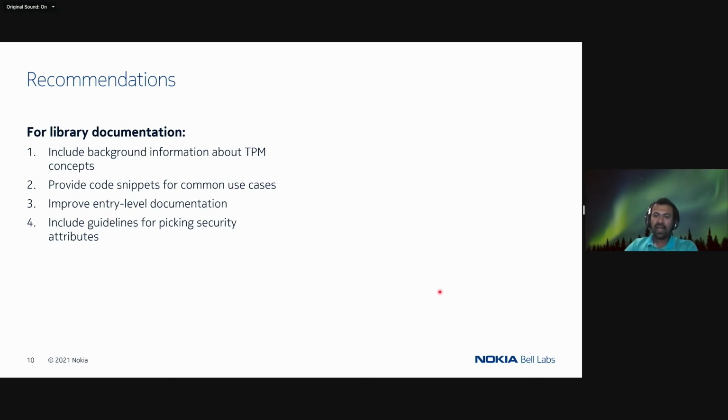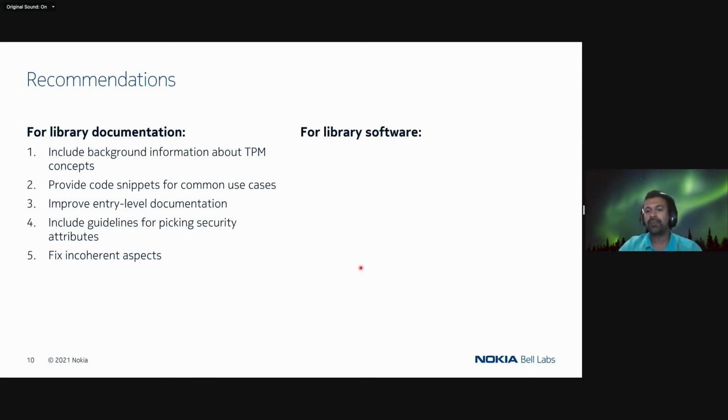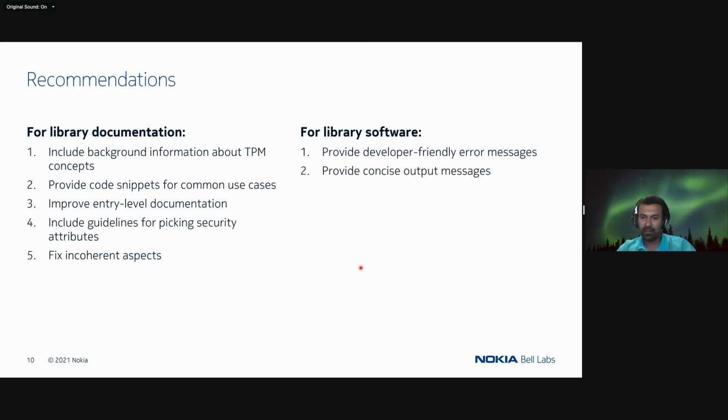For the library software, we recommend that the error messages and output should be developer friendly, and they have to be specific and concrete. In particular, these messages should convey a success message, and it should convey the error-free execution of the command and also give feedback on what the command has achieved. And also, it should alert about the interpretation of the result or immediate steps that have to be taken by the developer. And also, it should include descriptive meta information.